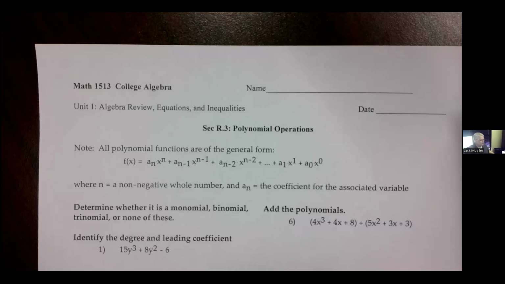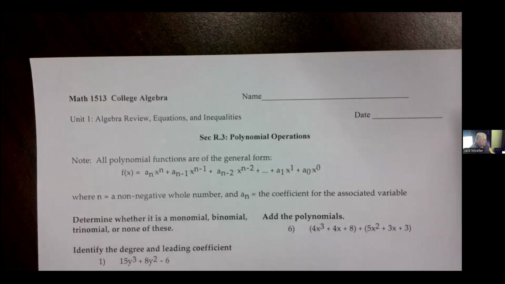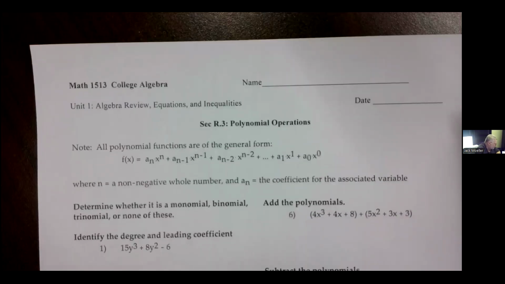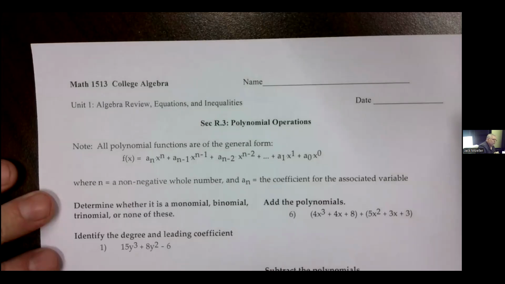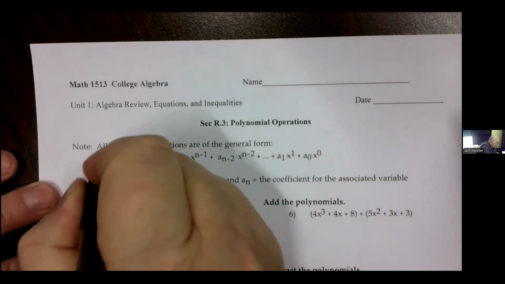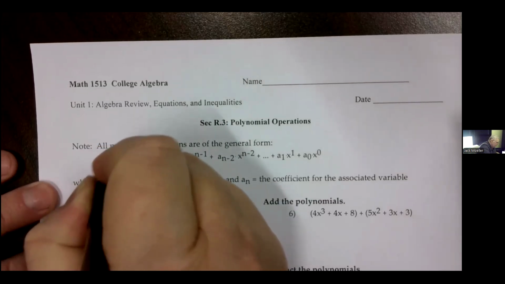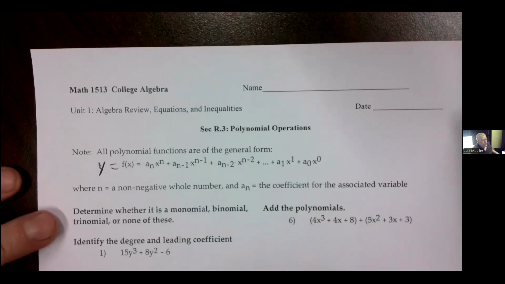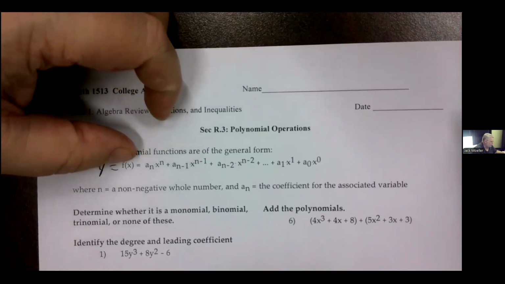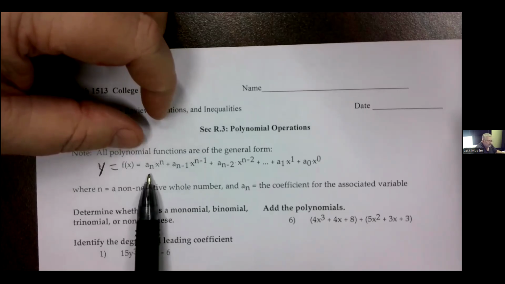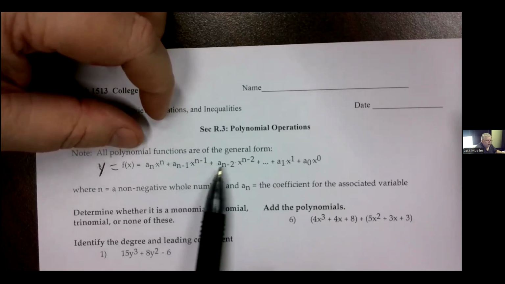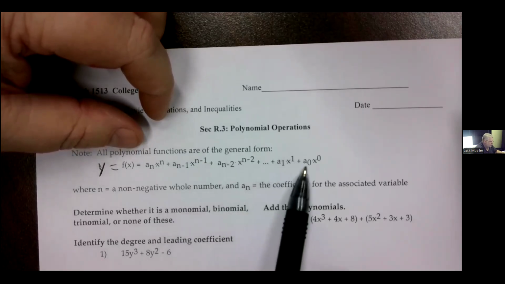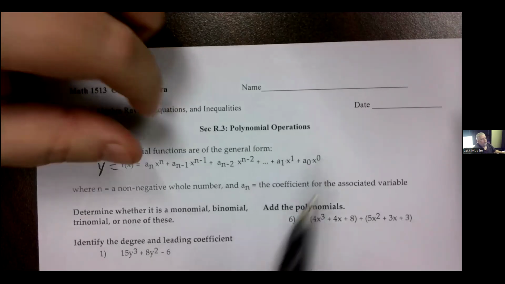So we're going to jump right into something that looks very messy. All polynomial functions are of the general form f of x, which is functional notation. That's more unit 2. So for now, if you're a little rusty on functional notation, we could also say y equals f of x. For now, it's the same thing. We'll discuss that more in unit 2. So that's a sub n, x to the n, plus a sub n minus 1, x to the n minus 1, all the way down to a sub 1 x to the 1 plus a sub 0, x to the 0.